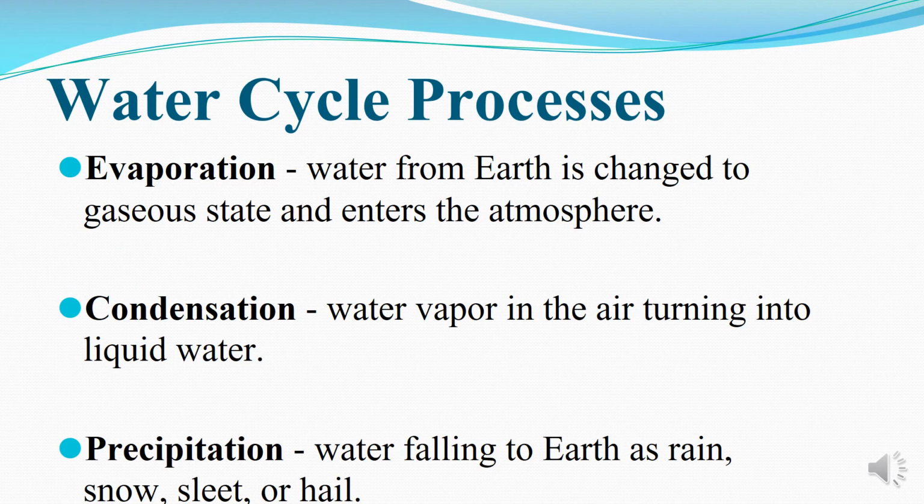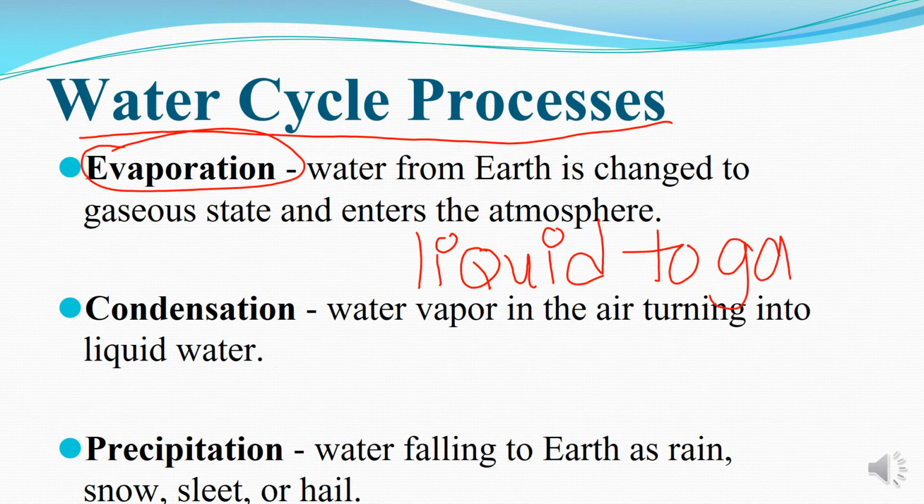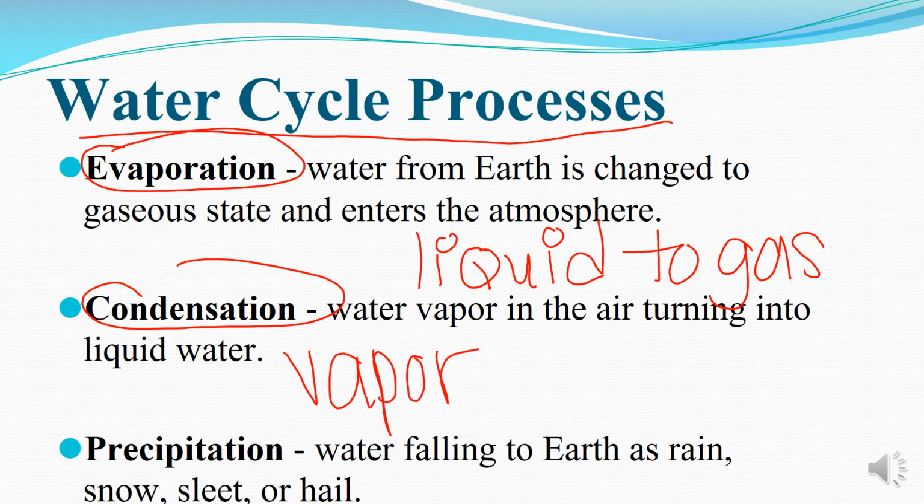Now, the water cycle has multiple processes, and one of our very first ones is evaporation. This is when water from Earth is changed to a gas. So, liquid to gas. Okay? Condensation. Water vapor in the air turning to liquid. So, vapor to liquid.